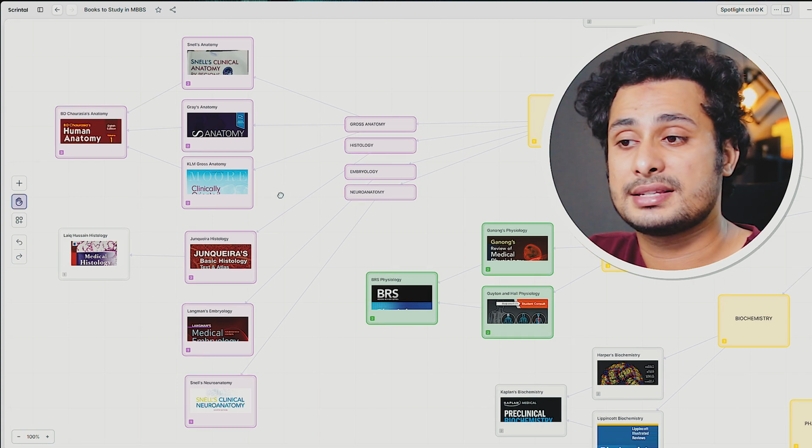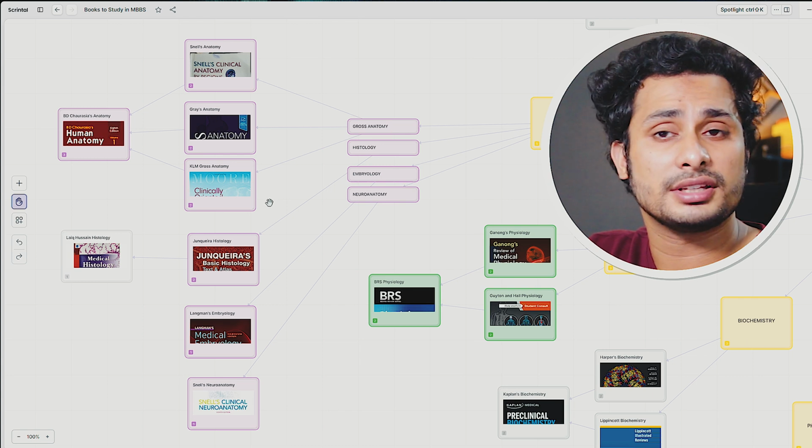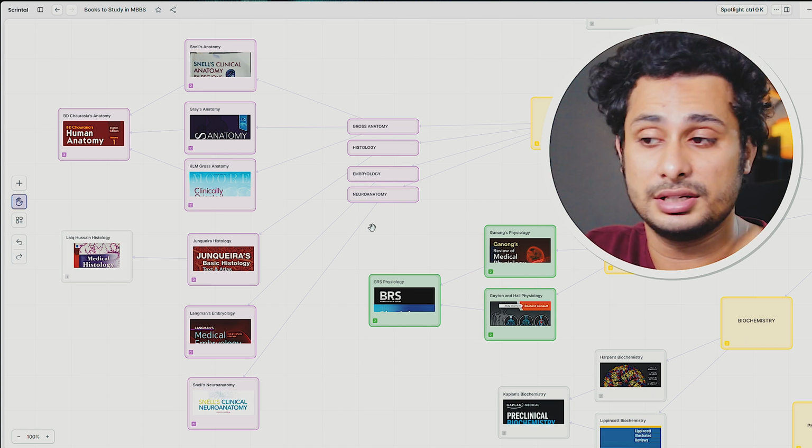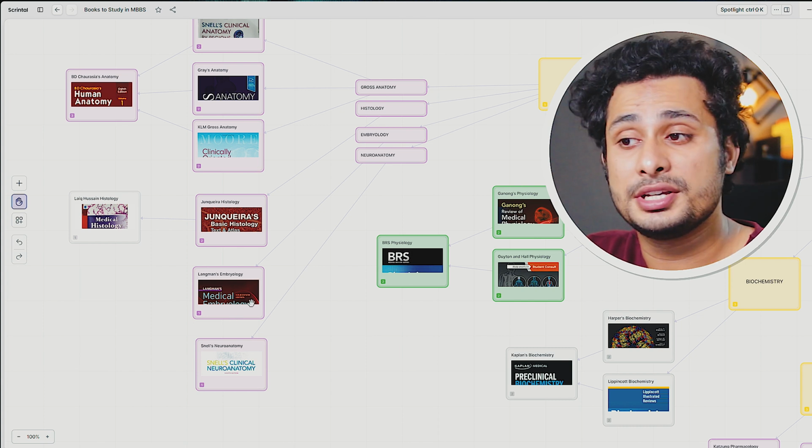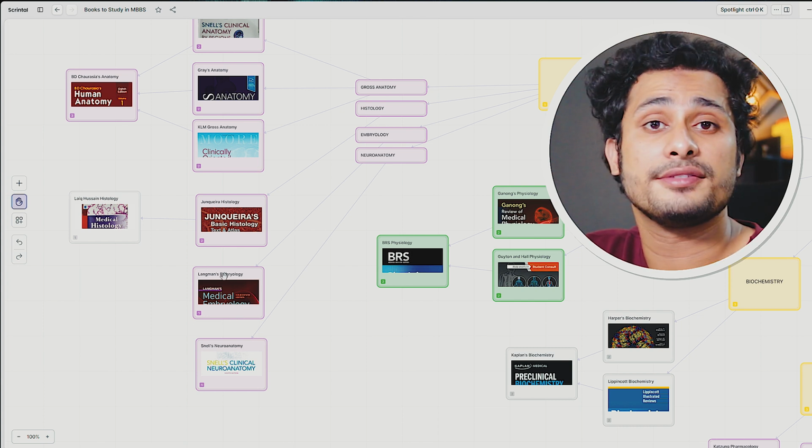Moving forward to histology, again for histology the gold standard book is Inquiry's Histology as you study in first year MBBS, and the review or Asian author book is the Dr. Laik Hussain Histology. For embryology, again the most popular resource is Langman's Embryology, or some students study embryology from KLM.